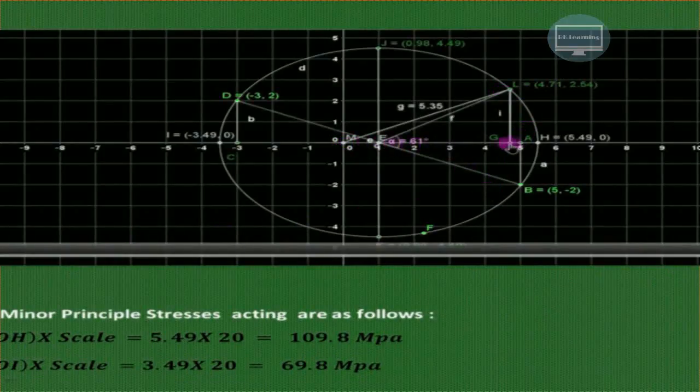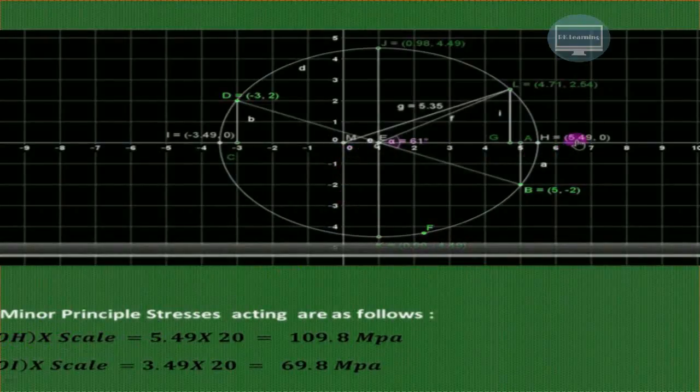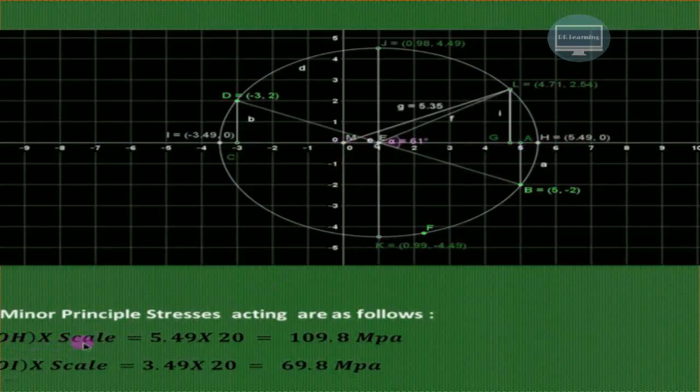Now we know that from this point up to this, that is OH or MH, we can say. So either you can consider this as O or OH or MH. It should be MH, that will be more proper over here. So that value is 5.49. This distance MH is known as the major principal stress. So it is MH into scale. Instead of O, we can use M over here, and here also we use M.